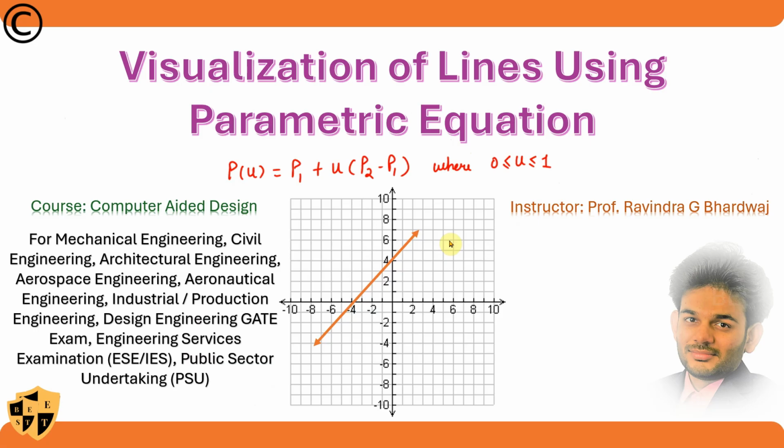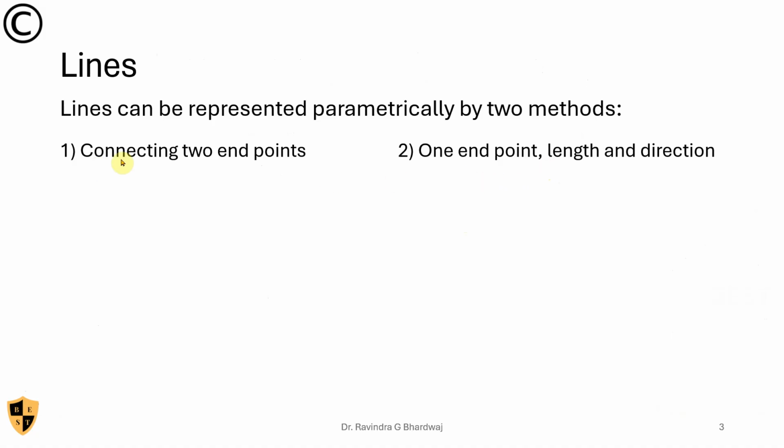So today we are going to see the topic on visualization of lines using parametric equation. We have already seen how to derive the parametric equation of lines by considering two different methods, as listed. The first method that we have seen was connecting the two endpoints. The second method is one endpoint, length of the line and the direction of the line. So we have derived already the equation of this. Let me write that again.